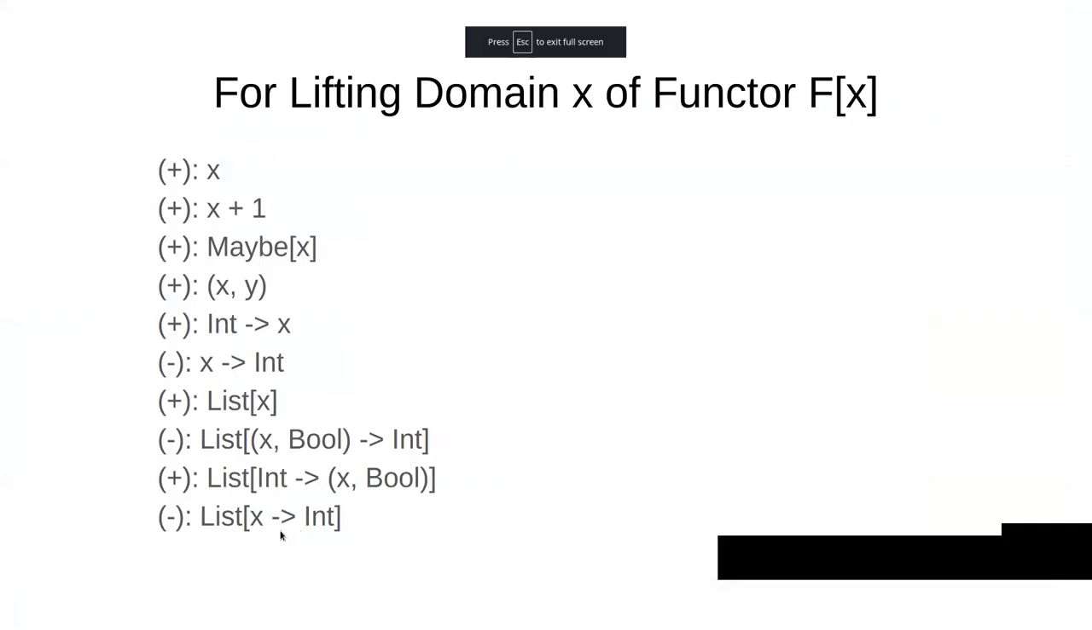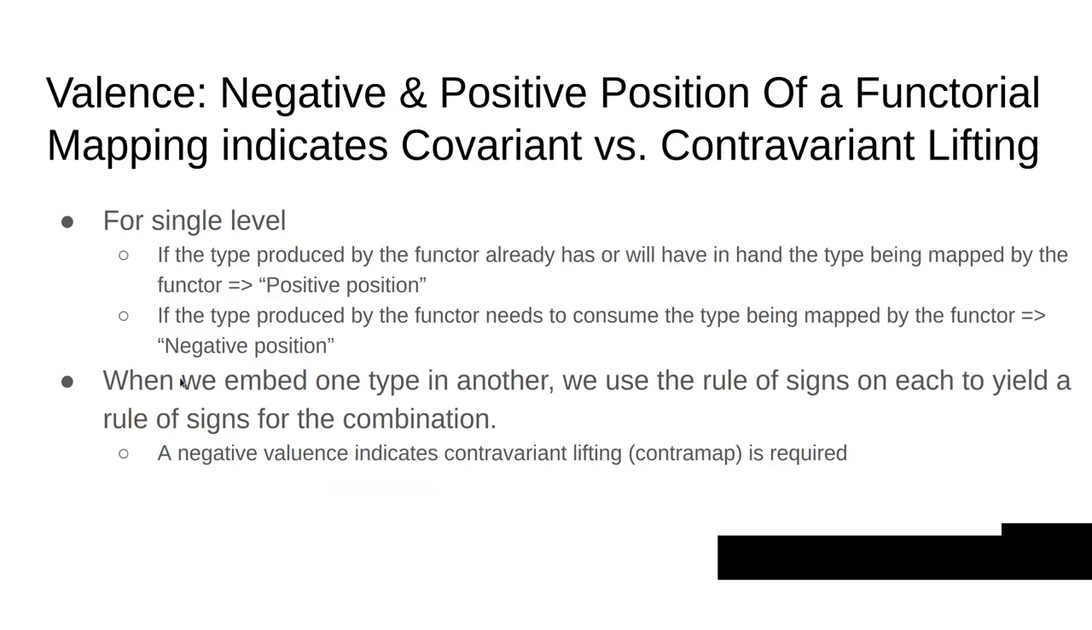So these are things like holes that need one to be given. All these ones are ones that will get one. It has it now, or it will produce it, and we'll be able to do something with it, map it to another type. These, we need things to give us an X. And if we want to turn this into something that needs a Z, we need to be able to map Z's to X so we can use this one to produce it. So this is this notion of negative or positive positions.